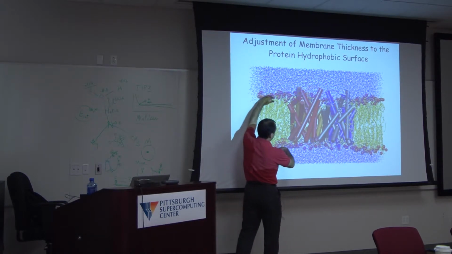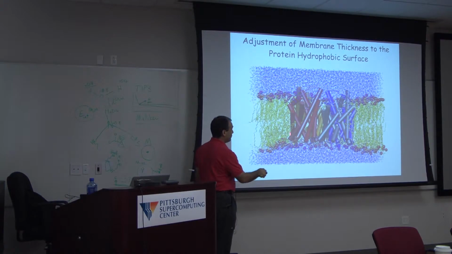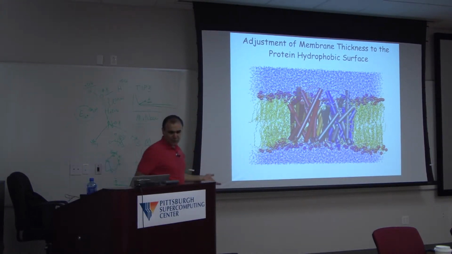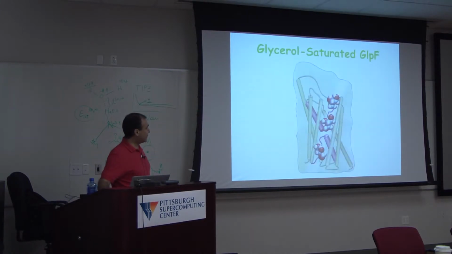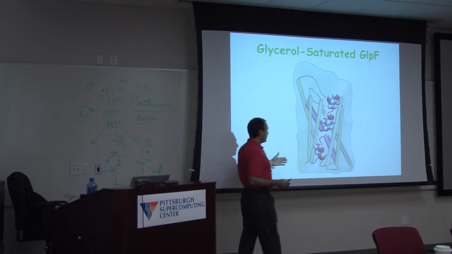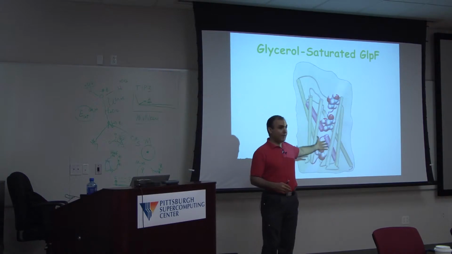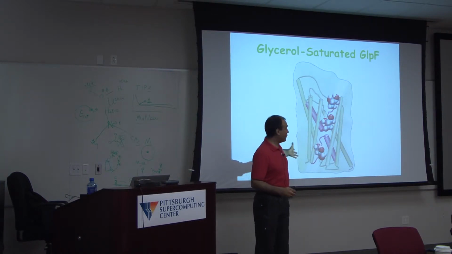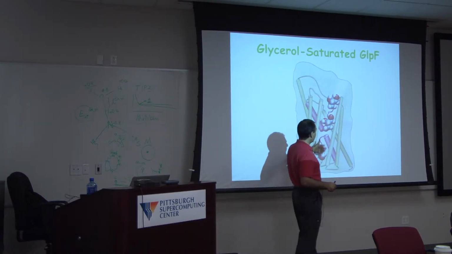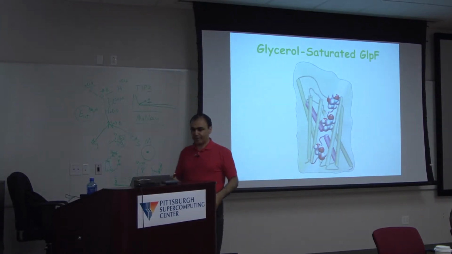But you can see how the lipid bilayer changes its thickness to match the hydrophobic belt of the membrane. So you can see this is very, very nice. So now the first system that we simulated, the crystal structure, was done in high concentration of glycerol, which happens to be the substrate of this protein. So in the crystal structure, they had 3 copies of the substrate inside the channel.